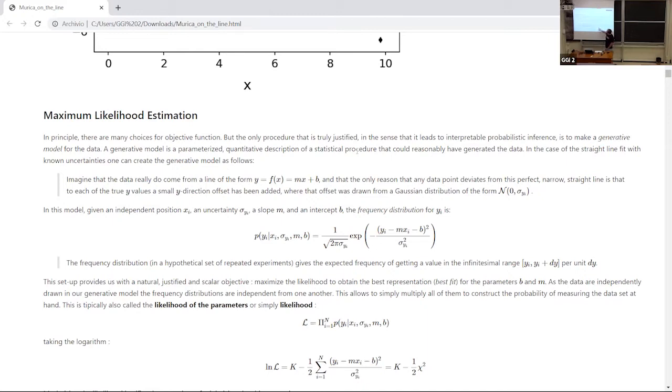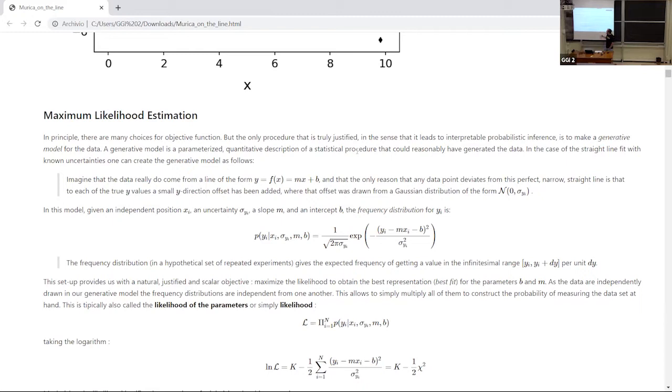So what we want to do is still to minimize a scalar objective, but now for all the data, instead of creating a set of linear equations, we can assume, and this is quite true, that all the frequency distributions for all the points are independent, so we can multiply them. And the product of this will be what we call the likelihood. So the likelihood is the likelihood of the parameters that generate the model, in this case, a line.